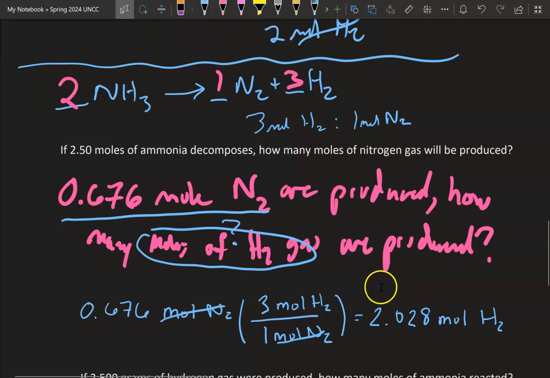But I want to make sure the significant figures are correct. So based off of this number here, 0.676, we get 2.03 moles of hydrogen. So that is our answer for that question.